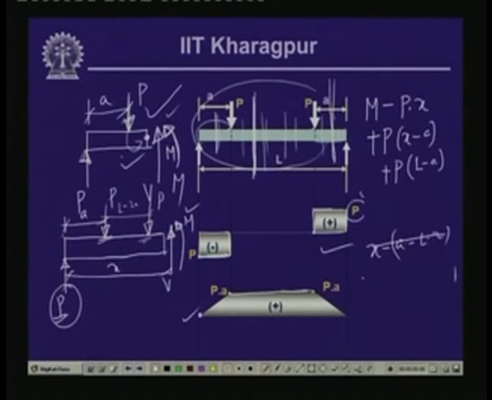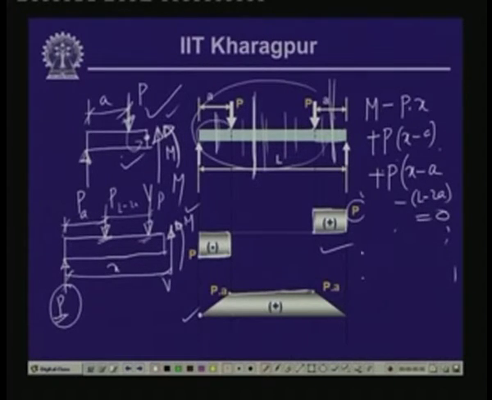So, we can write this as, let us explain the whole thing in general. The value of this is equal to plus P times (x minus a) plus P times (x minus (L minus a)), and this is equal to 0. So, the whole thing comes then as M equal to P times x minus P times (x minus a) minus P times (x minus L plus a). So, this is the value of the bending moment.